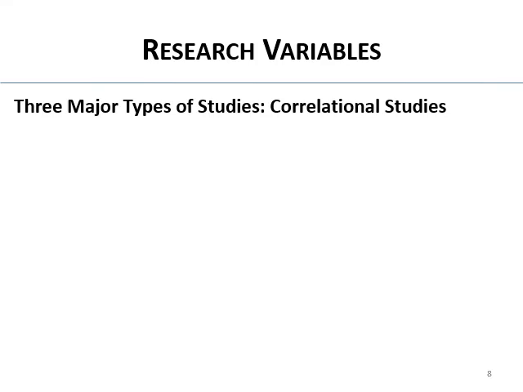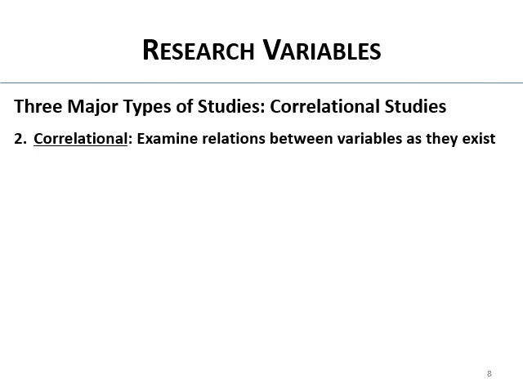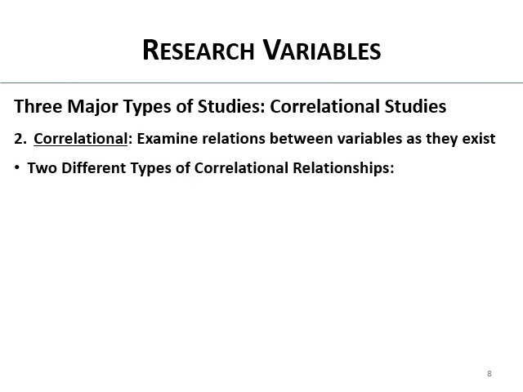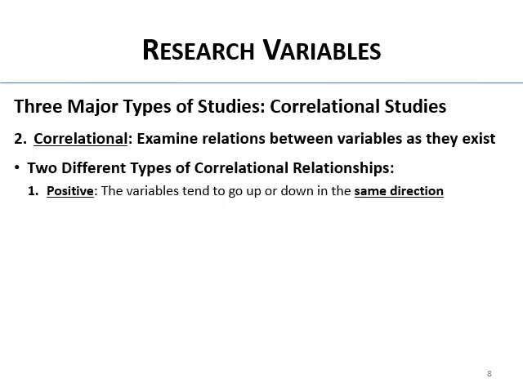So the next major type of study that we do is correlational studies. Correlational studies examine relations between variables as they exist. So that's that whole "as they exist in nature" thing. We call those correlational studies. And they look for two different types of correlational relationships.